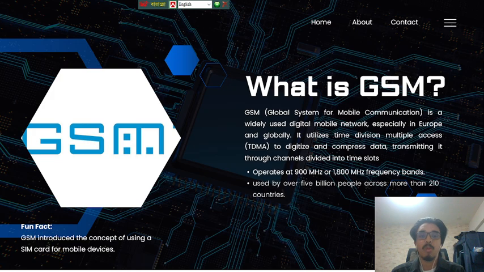So GSM is a widely used digital mobile network, especially in Europe and globally. It utilizes time division multiple access, TDMA, to digitize and compress data, transmitting it through channels divided into time slots. GSM operates at 900 MHz or 1800 MHz frequency bands, and it is used by over 5 billion people across more than 210 countries. A fun fact about GSM is that it introduced the concept of using a SIM card for mobile devices for the very first time.